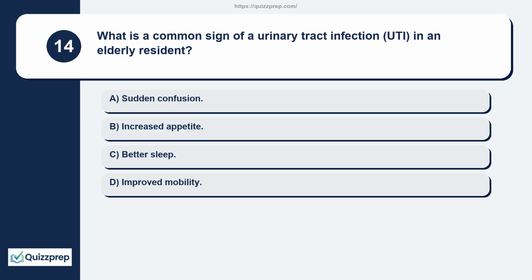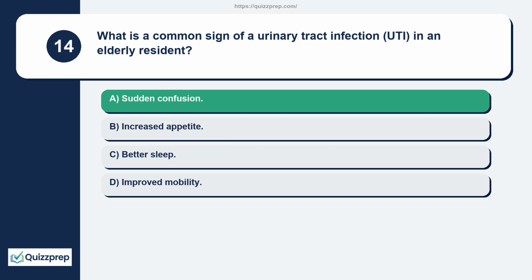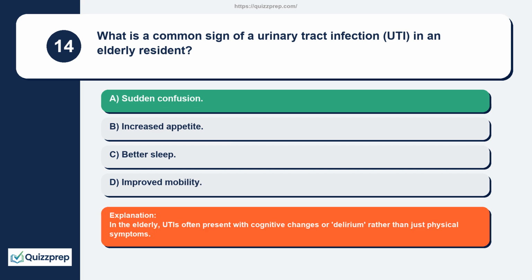Question 14. What is a common sign of a urinary tract infection, UTI, in an elderly resident? Sudden confusion, increased appetite, better sleep, improved mobility. In the elderly, UTIs often present with cognitive changes or delirium rather than just physical symptoms.